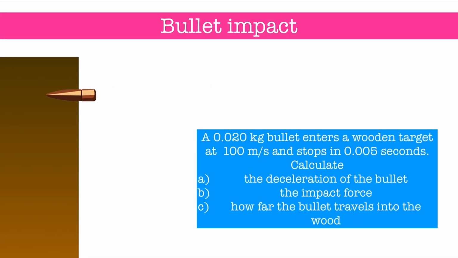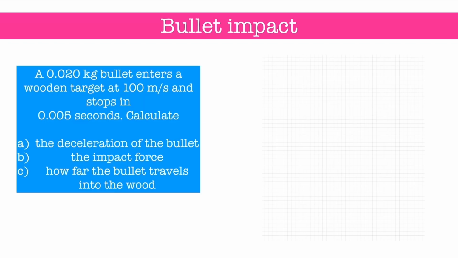We need to work out the deceleration of the bullet first, then the impact force, and finally how far it goes into the wood. First, list the equations you might need to use to work out the acceleration. We have the famous F equals ma, the definition of acceleration, a is v minus u over t, and the motion equation, v squared equals u squared plus 2as. All of these have an a in them, so might be the one we need to use.